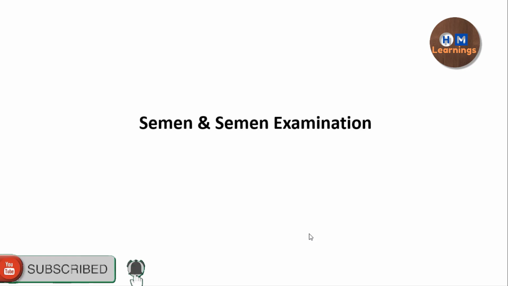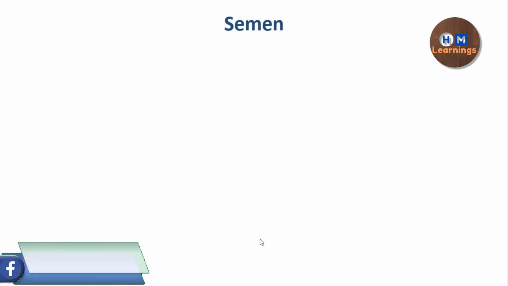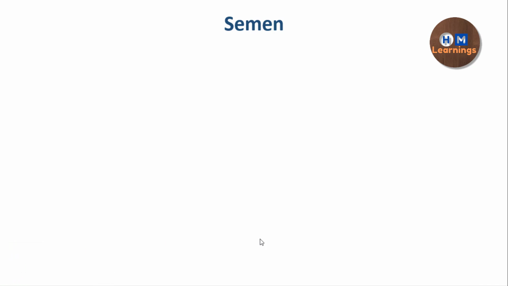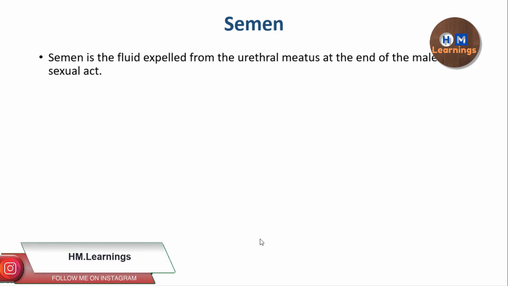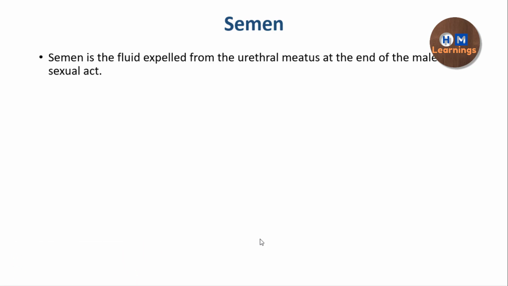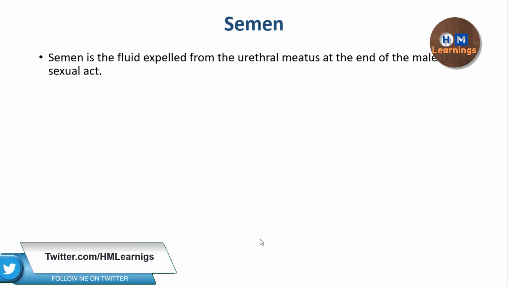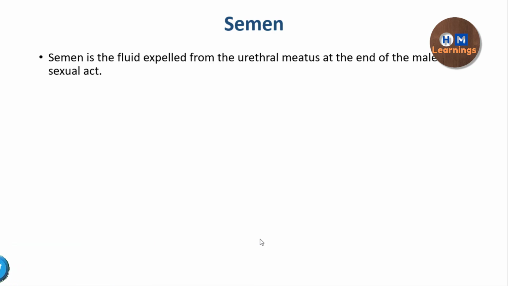So today we are back with the next video on the reproductive system, that is about the semen and its examination. So first we will see what is semen, and then in the next part we will see what is semen examination. So semen is the fluid expelled from the urethral meatus at the end of the male sexual act or the male orgasm.